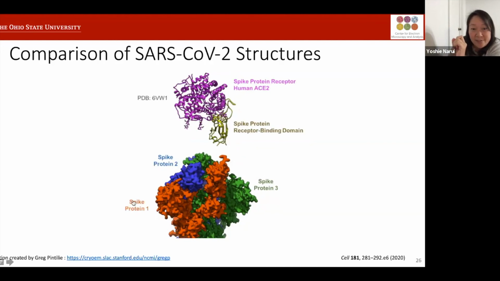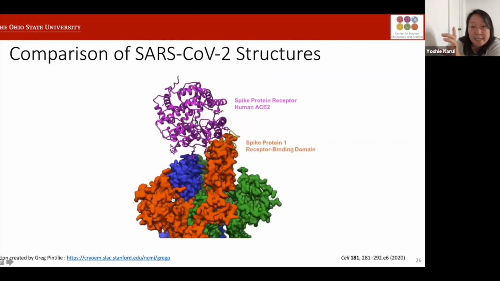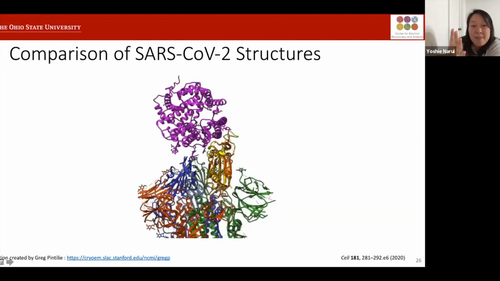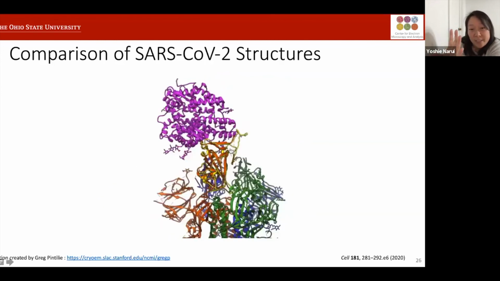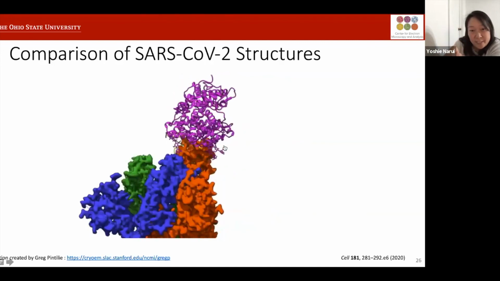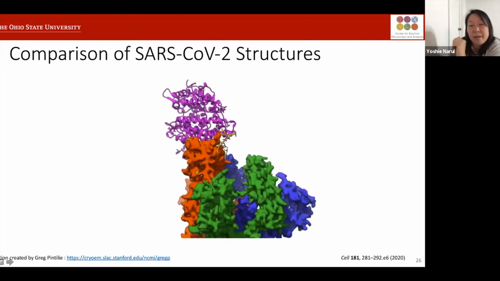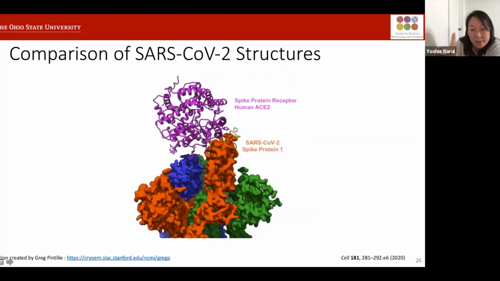Let's see if I can get this to go. Okay, so it docks to the spike, and this is the interaction that you would want an antibody or something to block, right? So you don't want this to happen, otherwise the virus can enter into the cell. Okay, and so here you can clearly see where it's actually binding. So I thought that was a pretty cool animation that they put together.